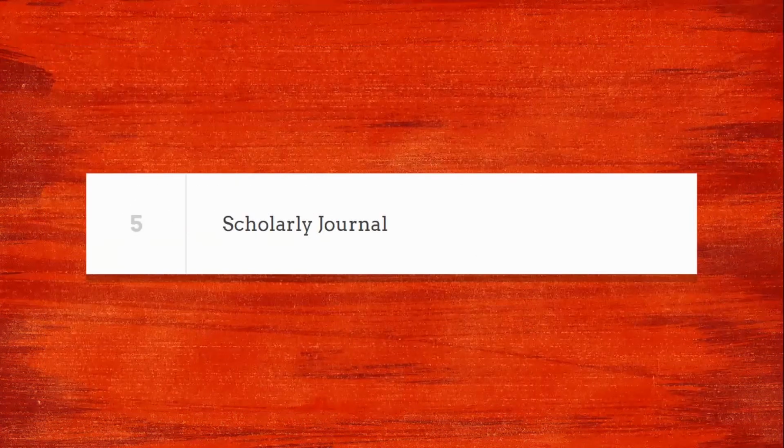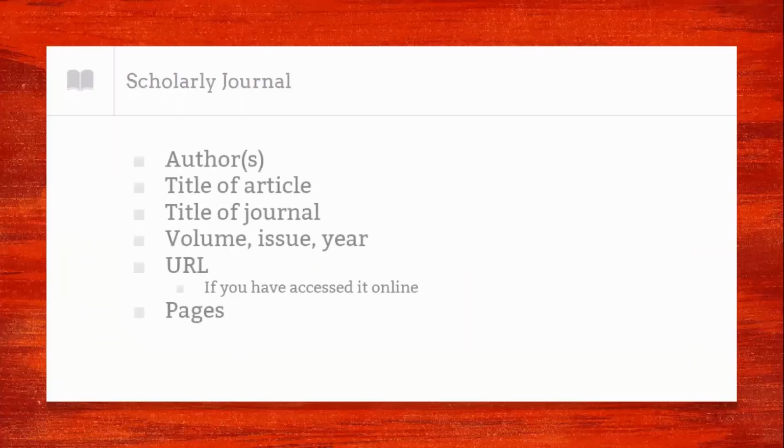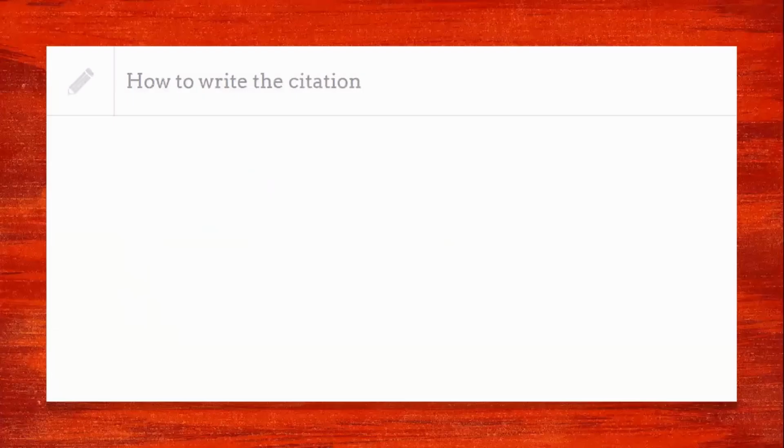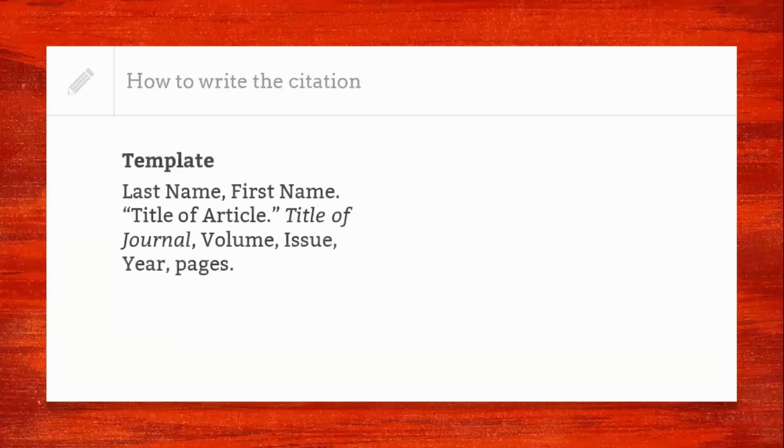Finally, we have our last type of citation we're going to go over today, which is a scholarly journal. For a scholarly journal, you will need the authors, title of article, the title of journal the article comes from, the volume, issue, and year of that journal's publication, the URL if you accessed it online, and the page numbers within that journal that the article is on. To make a citation for a scholarly journal, you will follow this template. Last name, first name, title of article in quotation marks, the title of the journal in italics, comma, volume, comma, issue, comma, year, and then the page numbers.